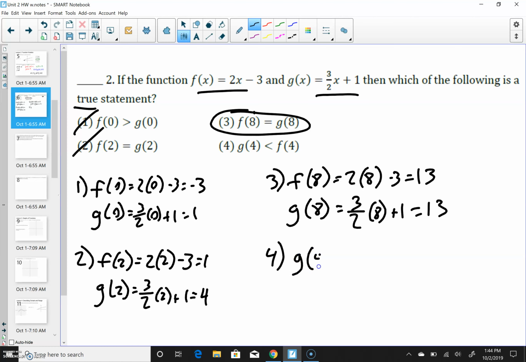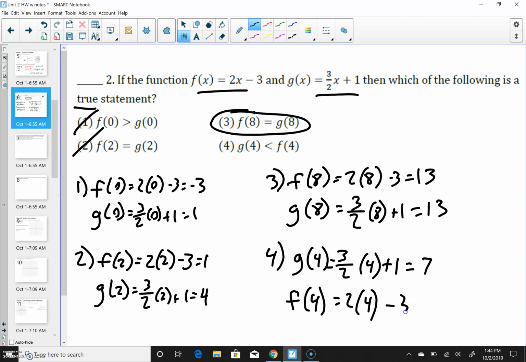So I'll do g first this time because it came first on the list. So when we do that, we get g of 4 equals 3 over 2 times 4 plus 1. 3 over 2 times 4 is 6, plus 1 is 7. And f of 4 is 2 times 4 minus 3, which gives us 5. So obviously, g of 4 is not less than f of 4 in that case, so the only one that is true is choice 3.